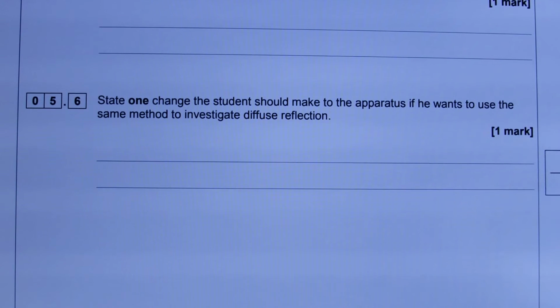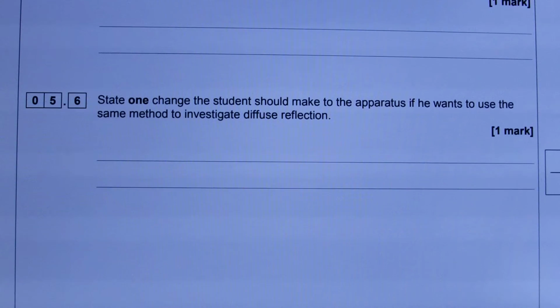One change the student should make to the apparatus if he wants to use the same method to investigate diffuse reflection. Breathe on the mirror. He'd have to use something that isn't a plain mirror. He'd have to use a diffuse reflector. Piece of white card or something.